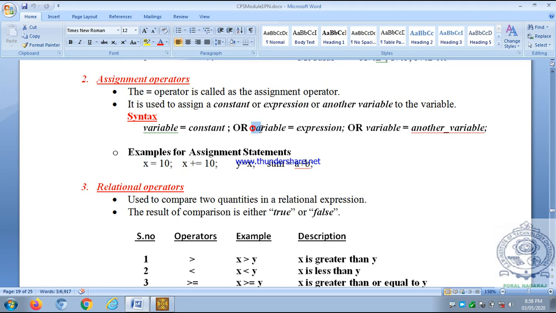Or we may use it like this also: variable assigned a value expression semicolon. Here, sum assigned a value a plus b. What is the variable here? Sum is the variable. On the right side of the assignment operator we have a plus b as the expression. Means the content of a is added with the content of b, and whatever the result comes, that will be stored back into the variable sum. So this is this type of assignment statement.